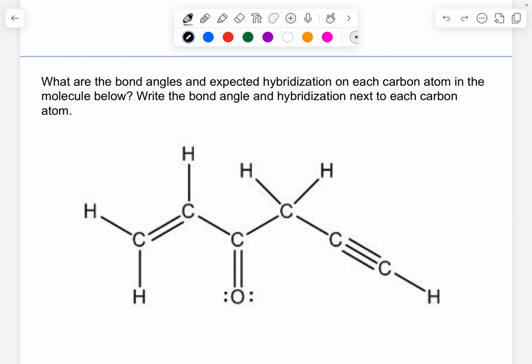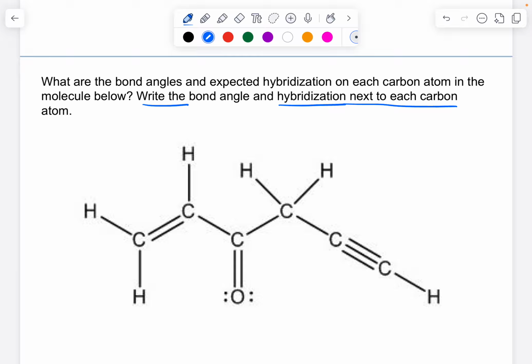Okay, this is a great one. Let's take just one question at a time. Write the hybridization next to each carbon. Okay, let's just start there. And then we'll do bond angles after that. So this is all dependent on number of regions.